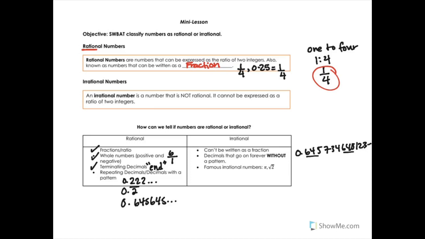And there are certain numbers that are famous for being irrational, like pi. Some people think that pi is just 3.14, but there's actually an infinite amount of numbers in pi. It goes on forever with no pattern. So pi is a famous irrational number. Another famous irrational number that a lot of people like to use as an example is the square root of 2.